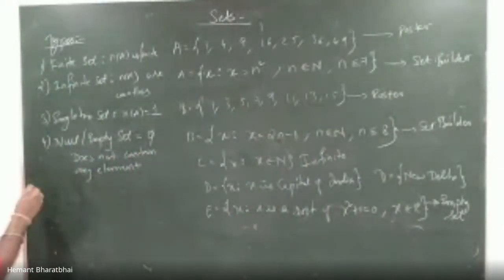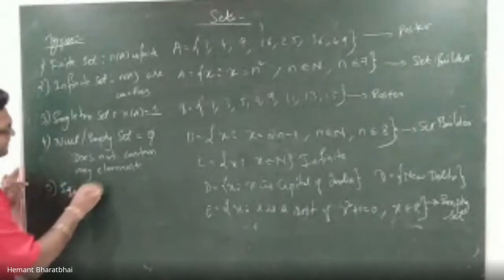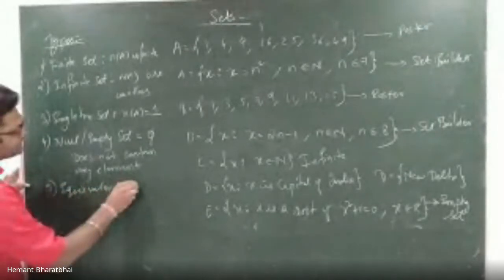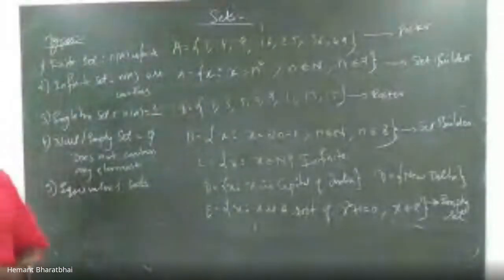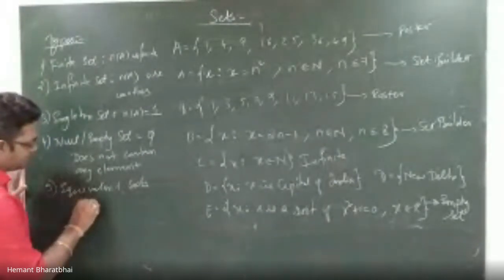Next, equivalent sets. So when do we call two sets equivalent? When the number of elements of the sets are equal.